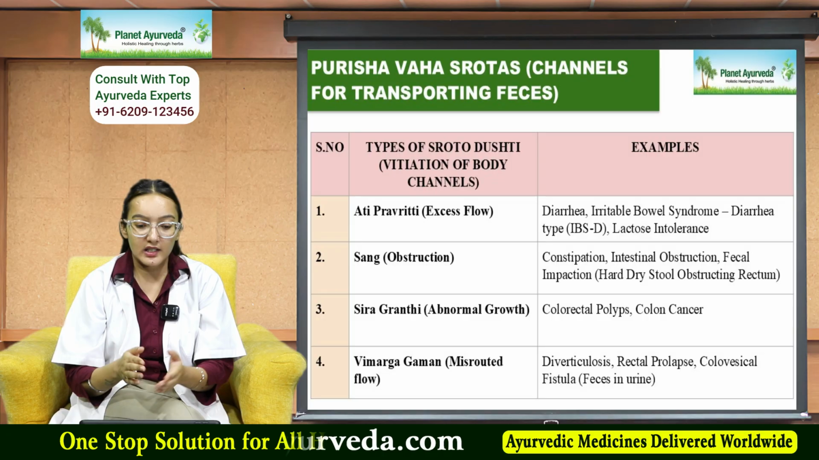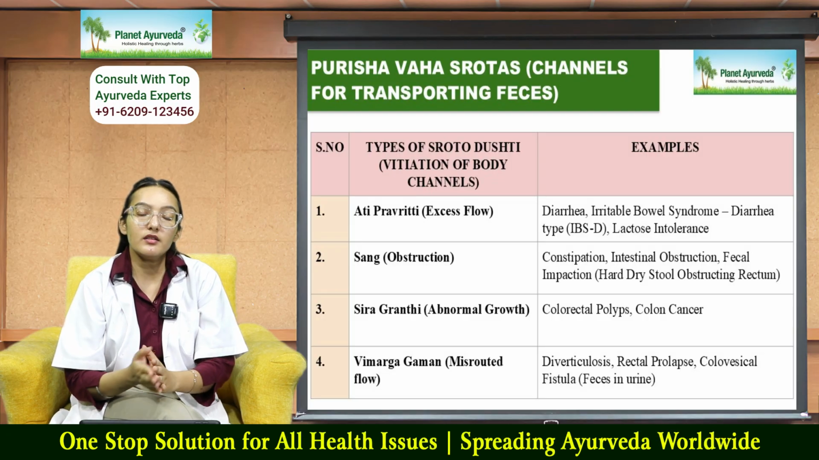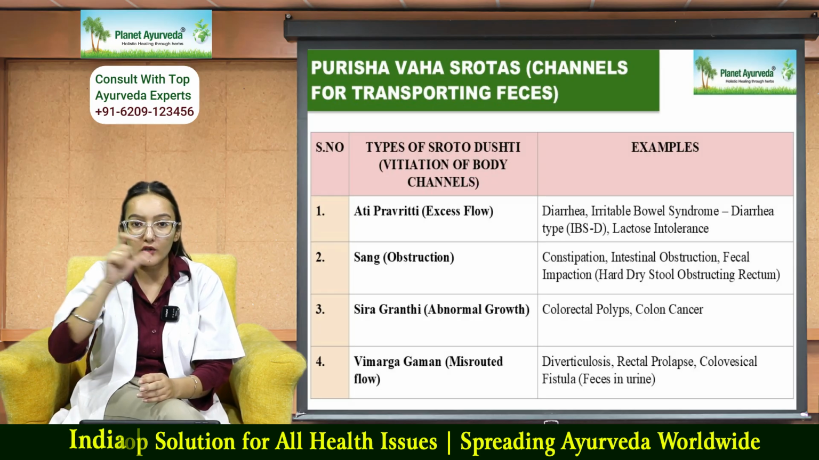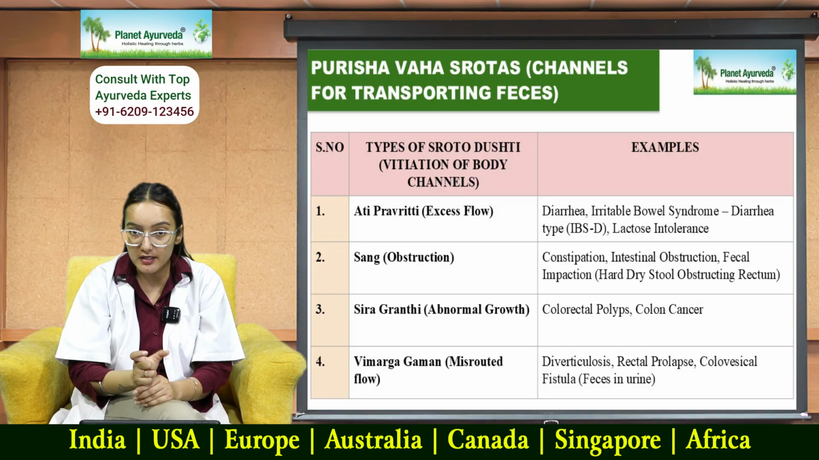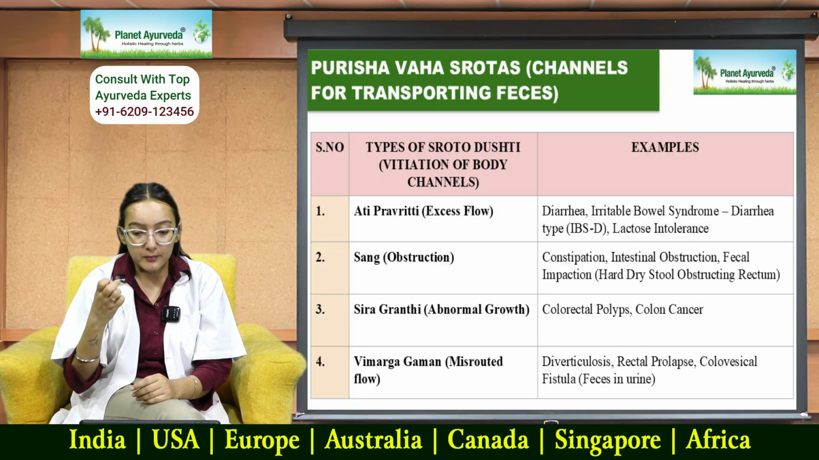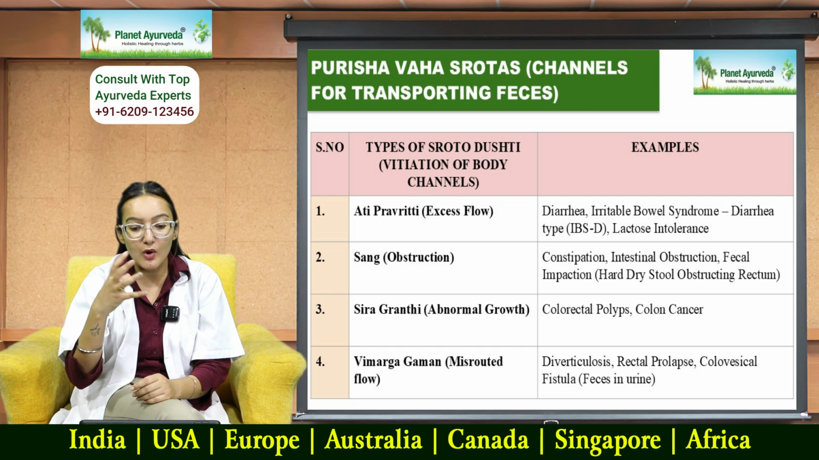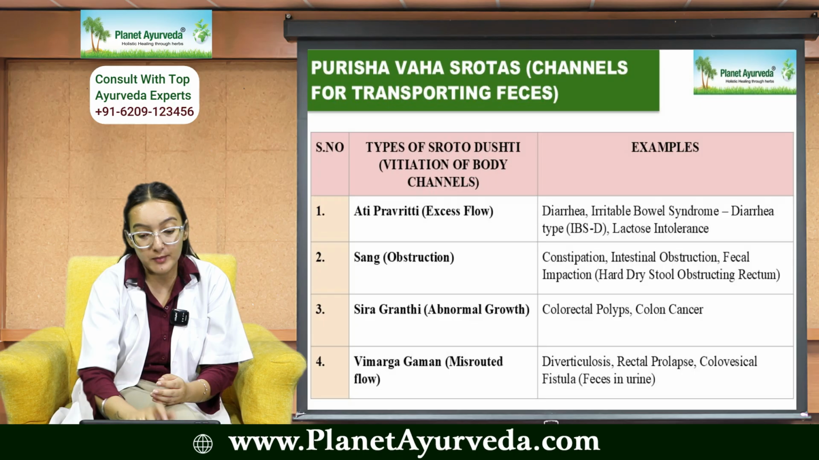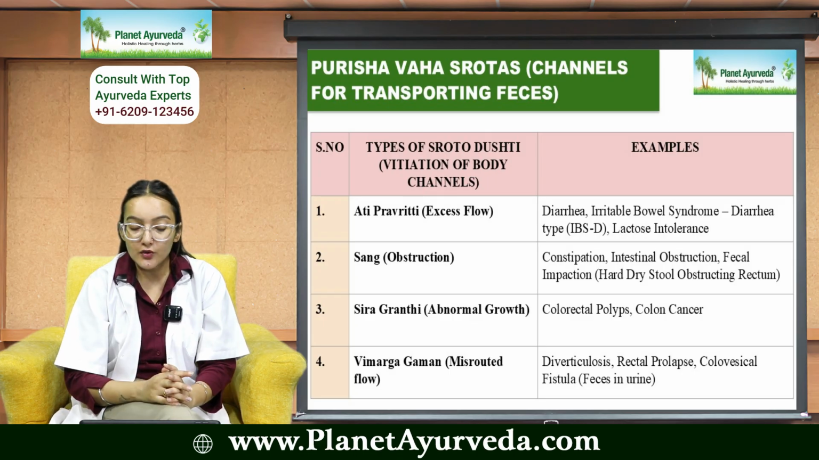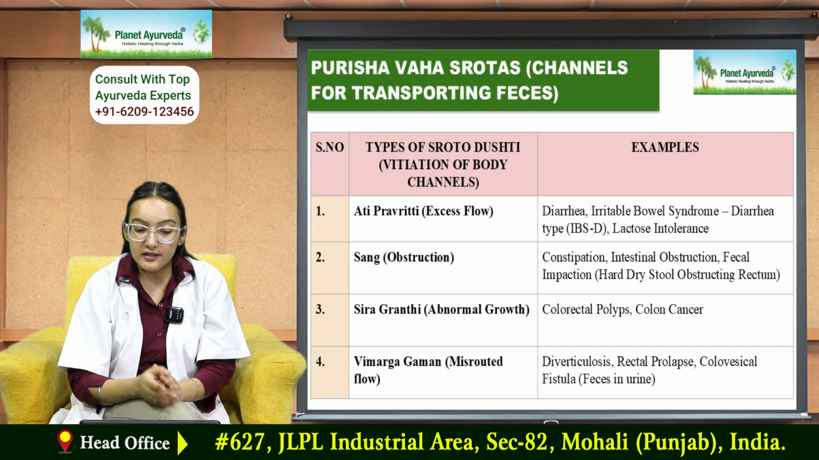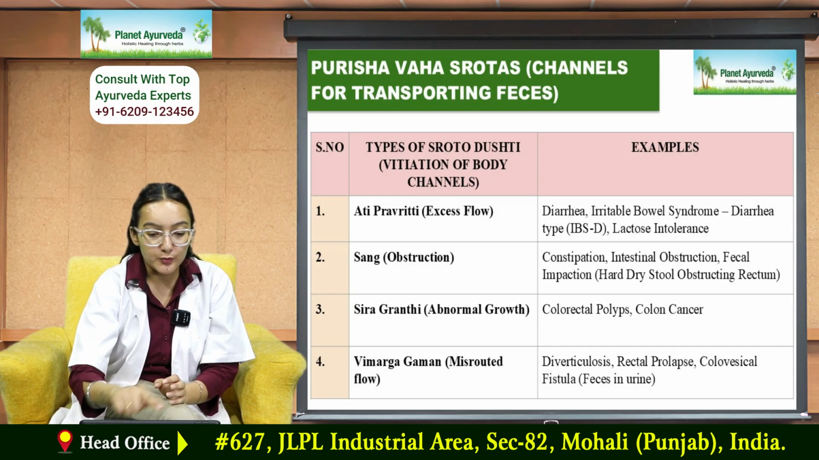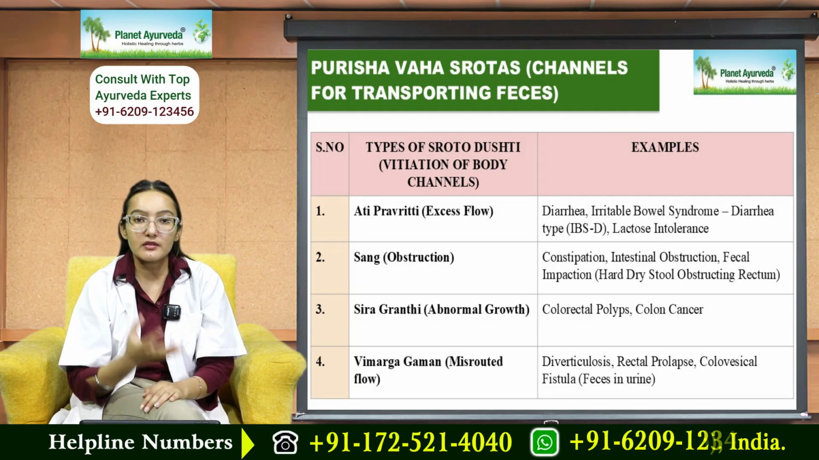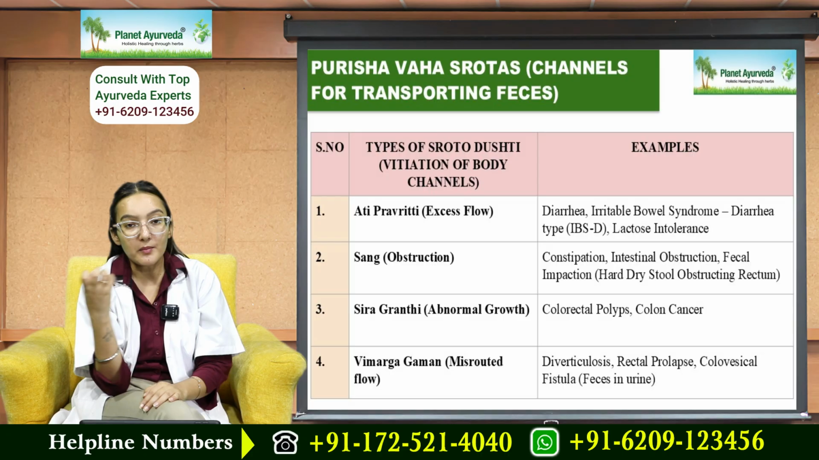Then comes diverticulosis. In this condition, there is a weakened point in the wall of the colon or the intestine, and a pouch comes out from that lining. A pouch will develop. On the other hand, rectal prolapse is also a condition related to the misrouted flow of channels that transport fecal matter. In rectal prolapse, the rectum muscles may come out.